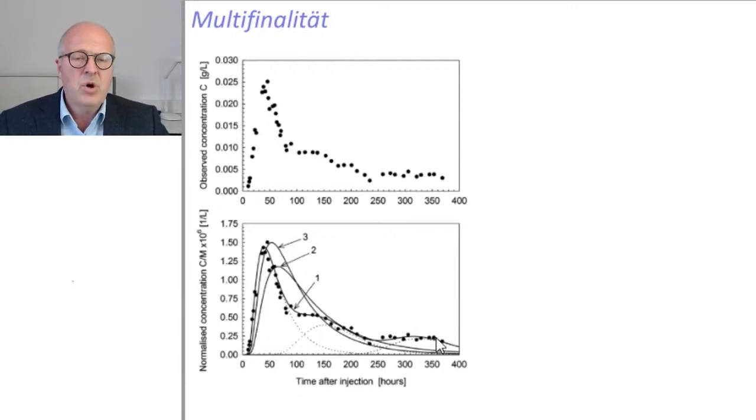In this case, we should always apply the principle of Occam's razor. The simplest solution is the best solution. So I would never try to introduce 7 advection dispersion equations. So just always take the minimum that is absolutely necessary to explain what you observe. Otherwise, the result will get arbitrary.